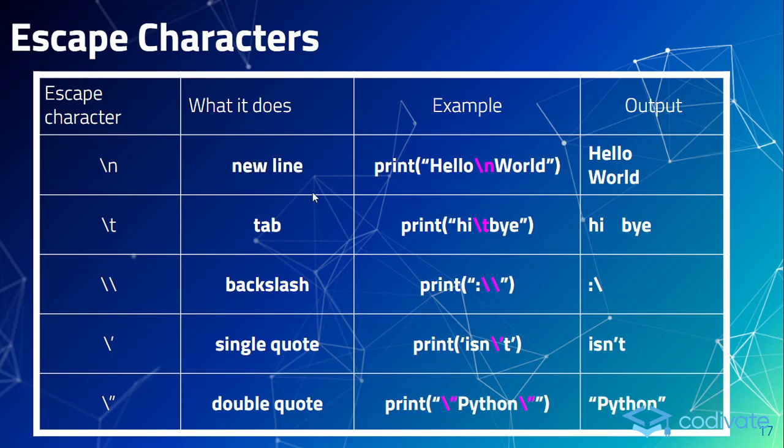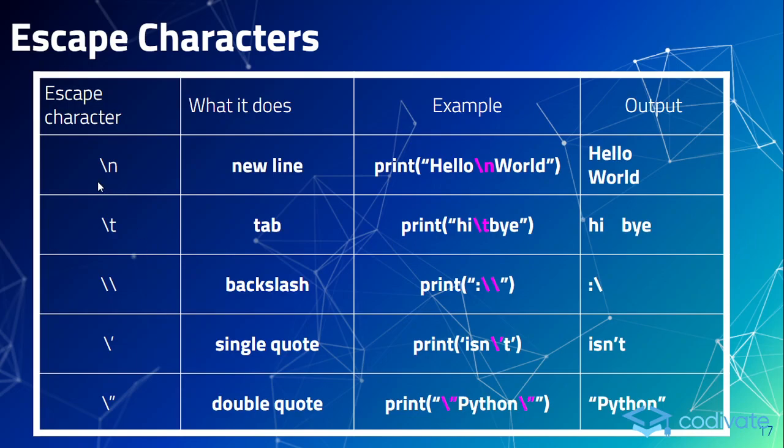The next escape character is \t, which creates a tab. You can think of this as the tab key on your computer, which is something that sometimes we use when we're at the start of a paragraph in an essay. So here when we do this, we create a space between hi and bye because we have the \t in between them.